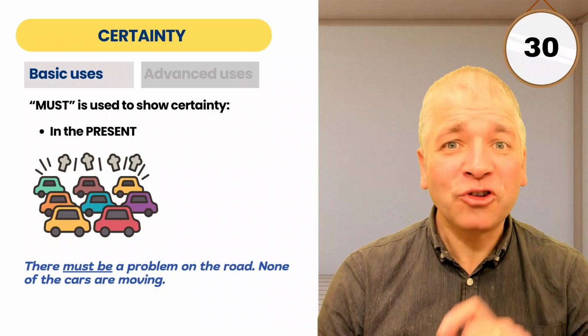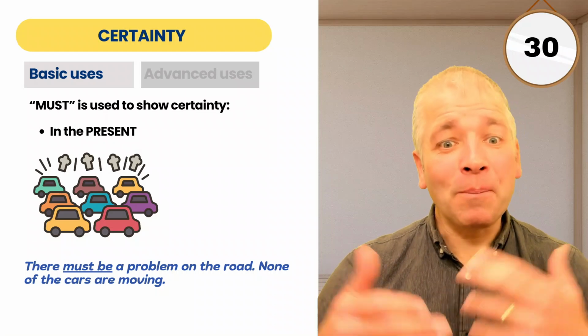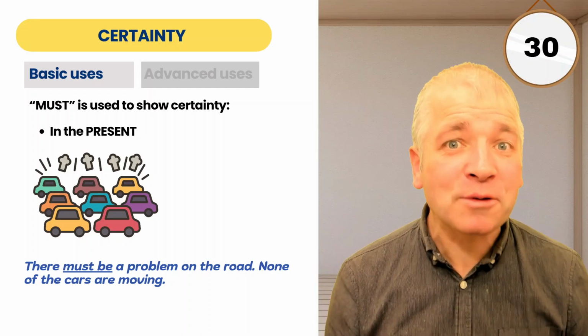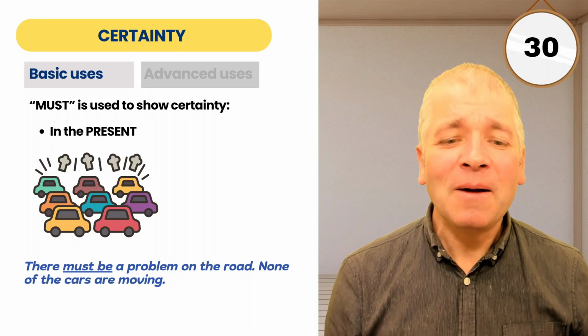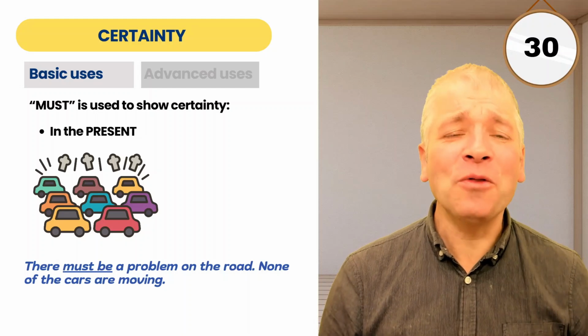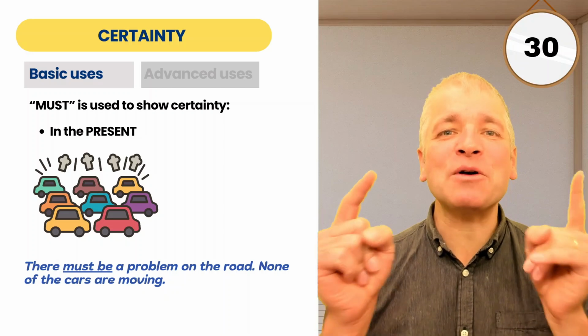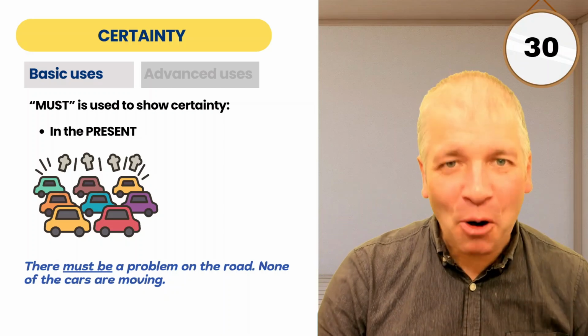Must is used to show certainty in the present. For example, in this situation, look at all these cars on the road. There must be a problem on the road. None of the cars are moving. Here I have certainty that there is a problem.